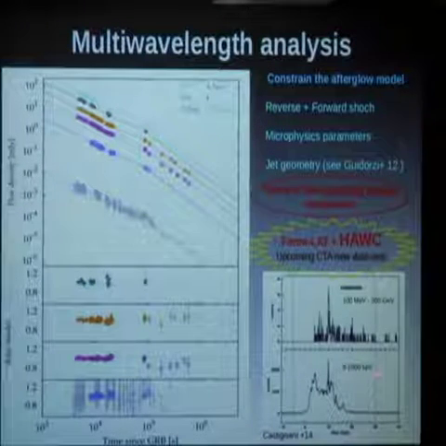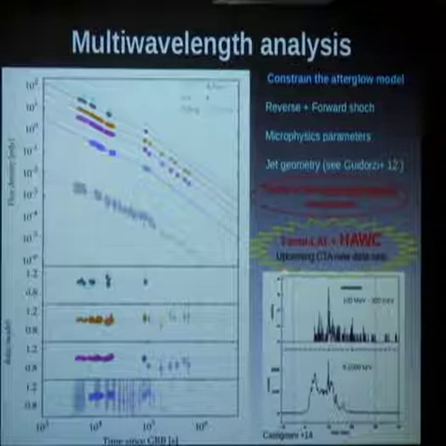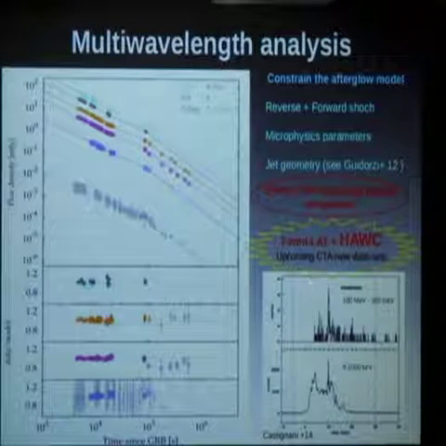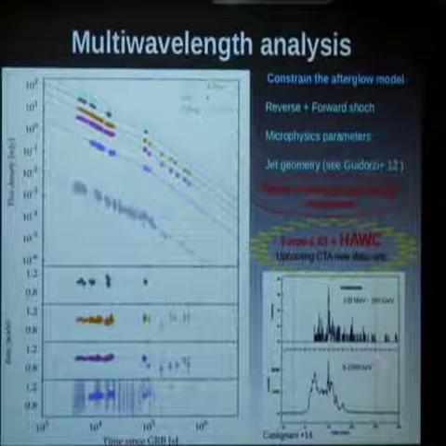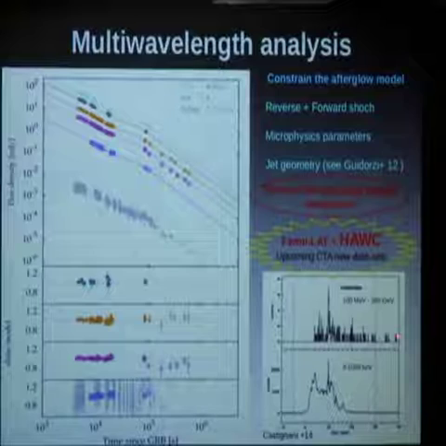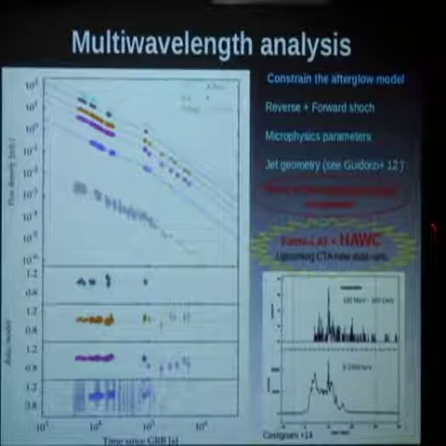I saw that in some cases they discovered that maybe this kind of emission starts before the prompt and can last much longer than the prompt. So it would be very interesting to detect this emission with OAK, for example.